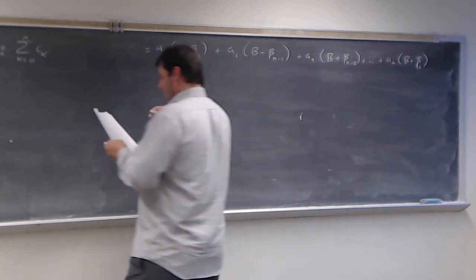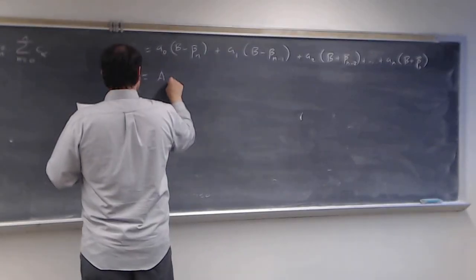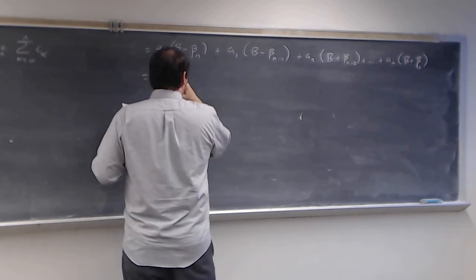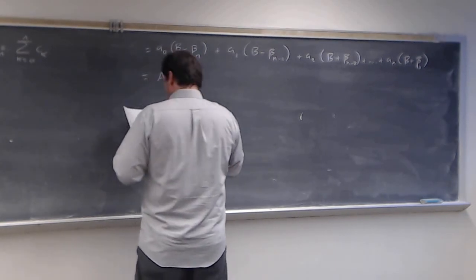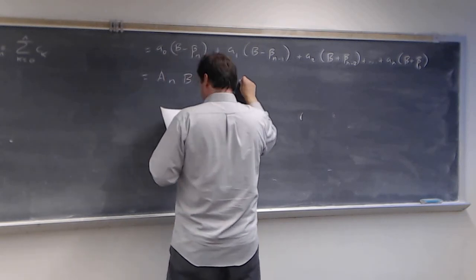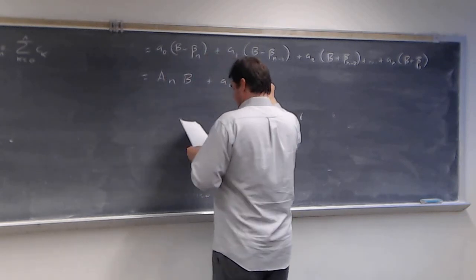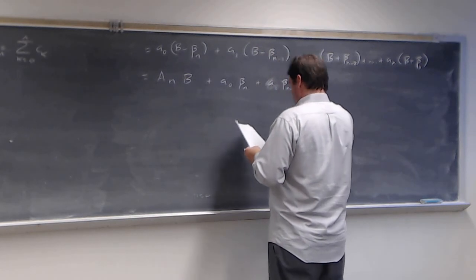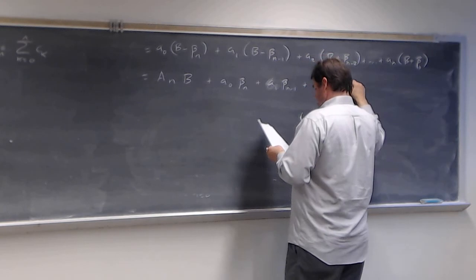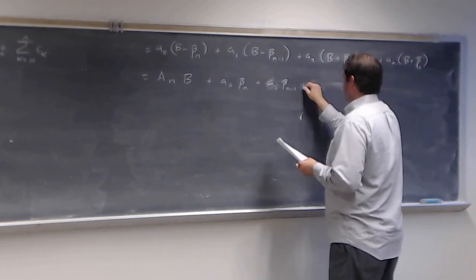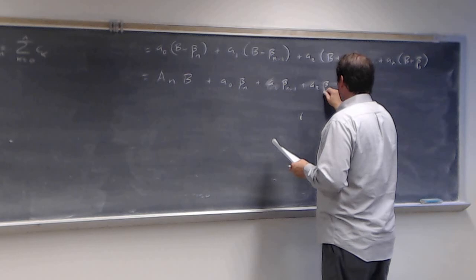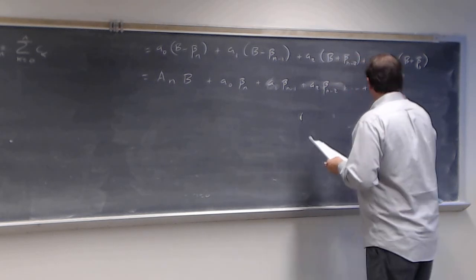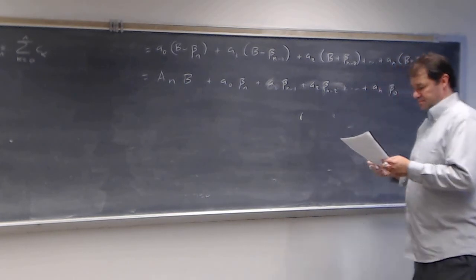Okay, and then that is going to be equal to, we'll multiply all this out and factor out B. So it's A sub n times B, minus a sub naught beta sub n plus a sub 1 beta sub n minus 1 plus a sub 2 beta sub n minus 2, all the way up to a sub n beta sub 0. That's what we got.